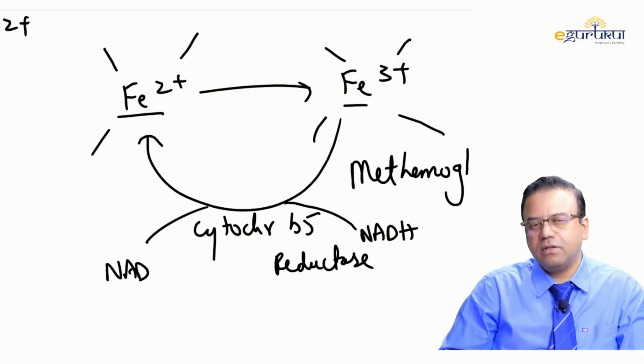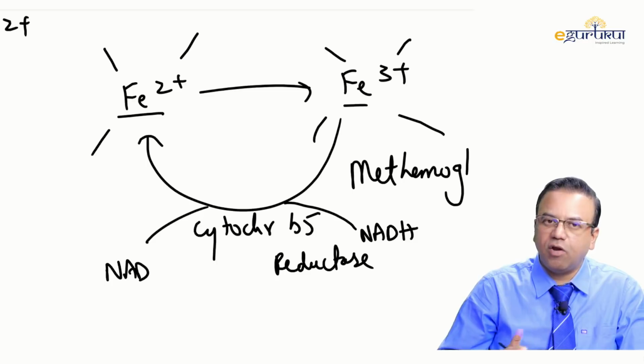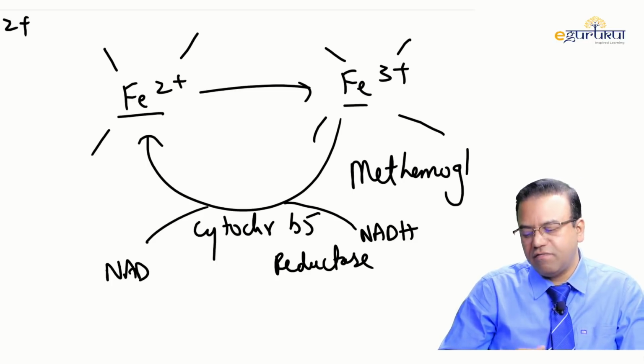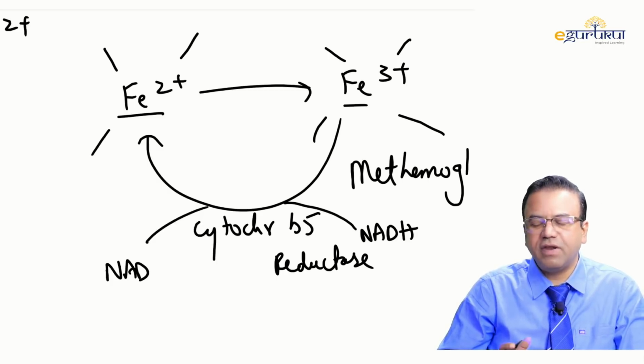So this is the enzyme that is there, the cytochrome B5 reductase. If there is a defect in this, or some drug is blocking its action, then the ferric cannot be converted to ferrous. And if the ferric cannot be converted to ferrous, then obviously that hemoglobin is called the methemoglobin. Now what we need to do, obviously in the treatment, is get the ferric back to ferrous.